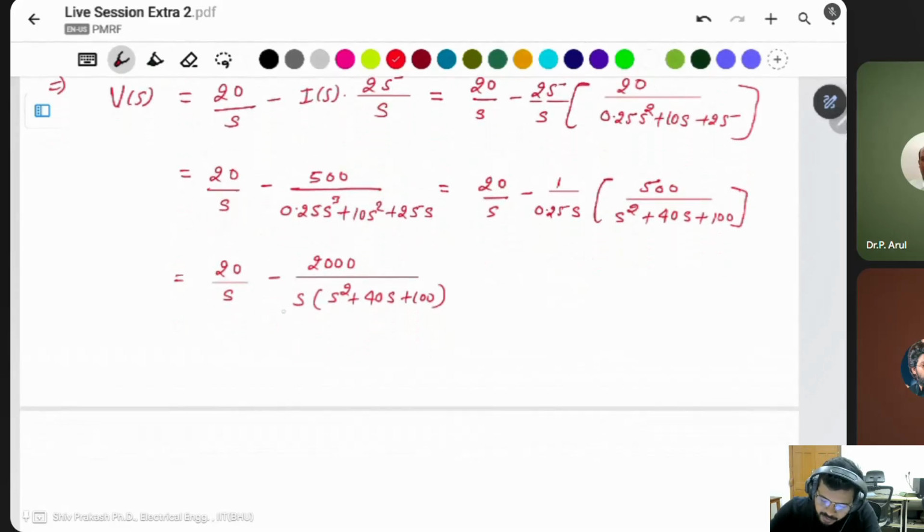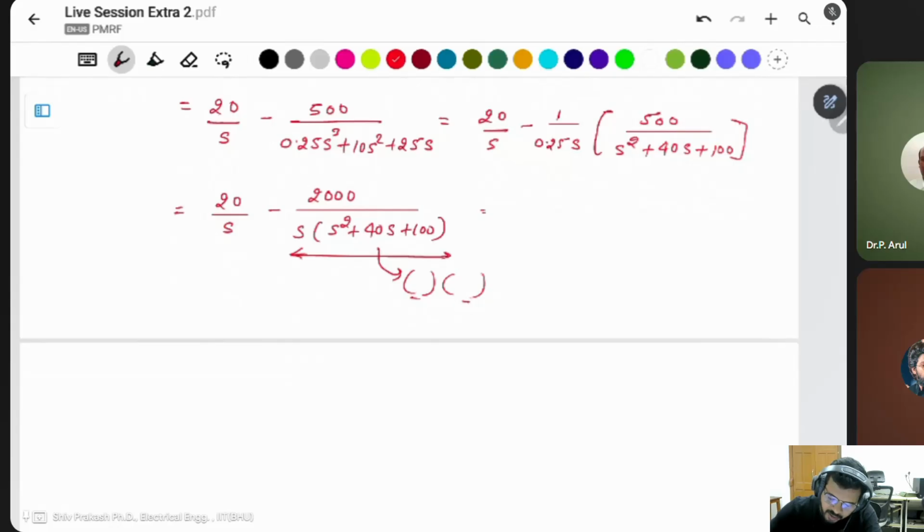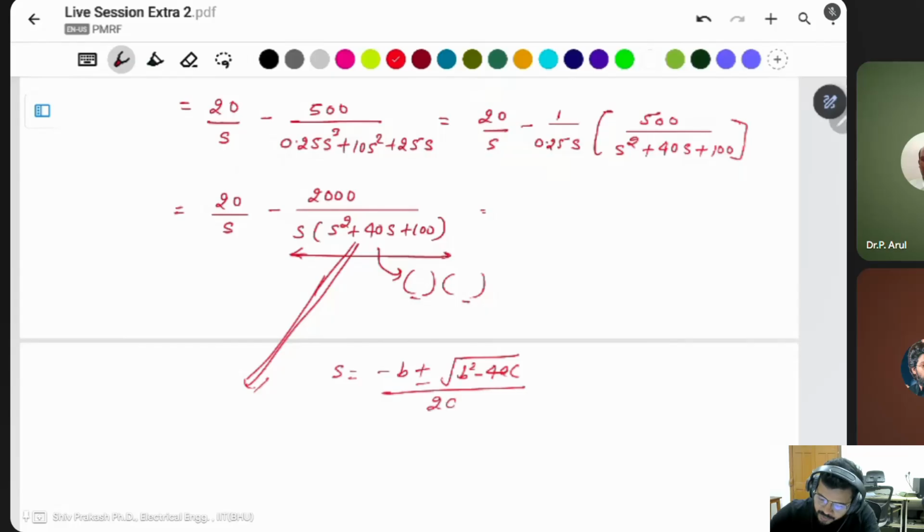No need to take LCM, because this is already separated, then simply separate this thing. After separating this thing, you can use the inverse Laplace and find the final answer. You can separate this one in two parts because the s square term has a coefficient. And how can you find the coefficient? You know the formula, s is equal to minus b plus minus under root b square minus 4ac divided by 2a, the Sridharacharya rule.